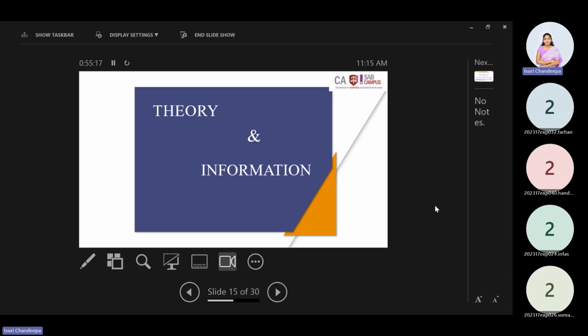That is the third one. The fourth one is to develop the hypothesis. What do you mean by the hypothesis? Yes. What do you mean by the hypothesis?